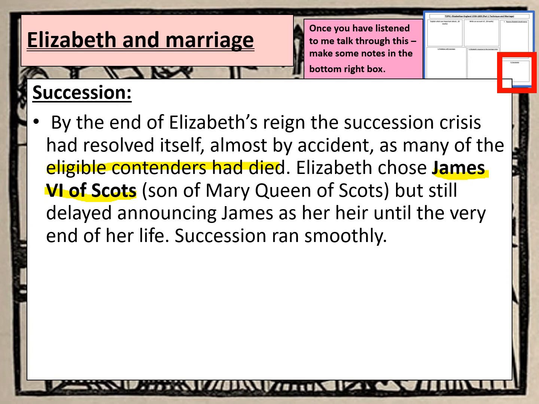After she died, succession ran very, very smoothly because many branches of Elizabeth's family, as it says here, had already died off. But succession had been a key question hanging over Elizabeth's reign for the entire 45 years. Make sure you pause now and fill in that final box on the front of your sheet.